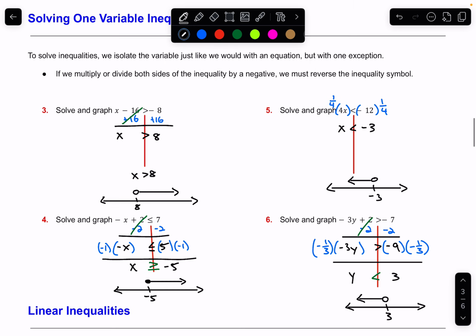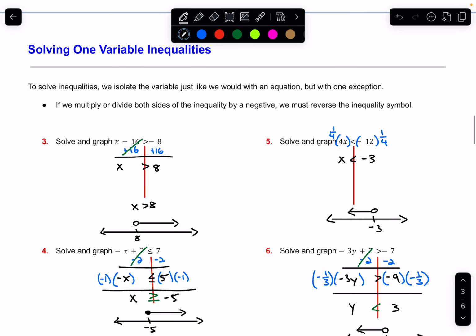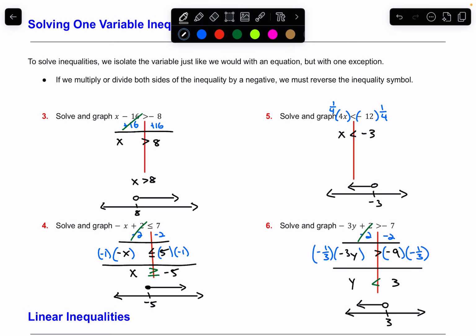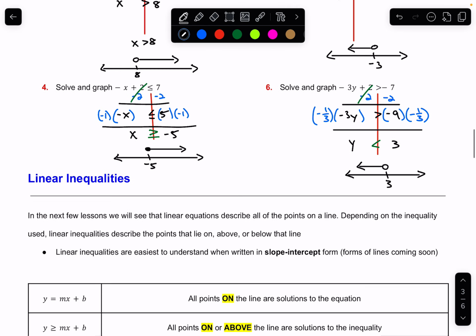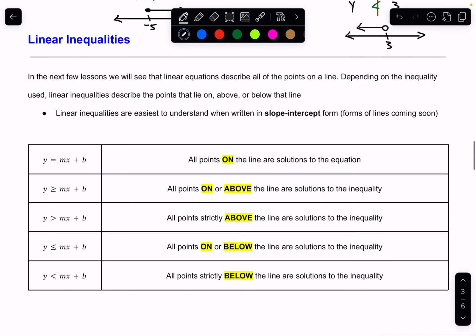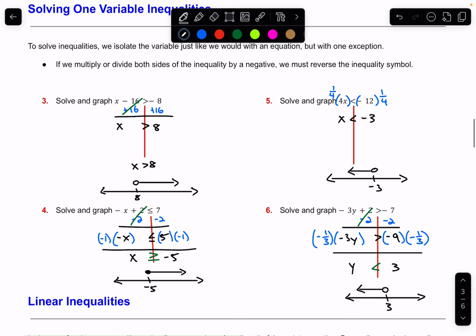All right, and that is the end of solving one variable inequalities. So now I'm going to go ahead and cut this video off. In the second part of the video, we're going to learn how to graph linear inequalities, which are going to have 2 variables in them. But again, I'll save that one for the next one.